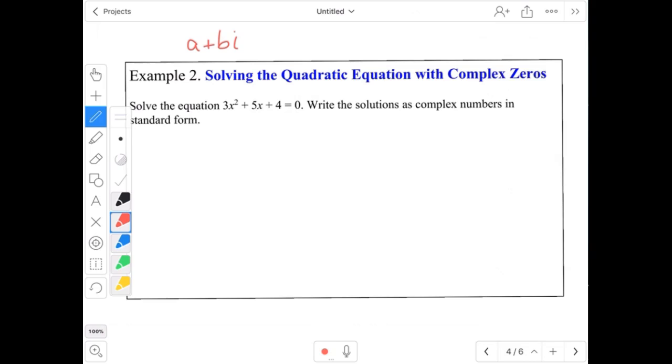So let's get after it. X is equal to negative b, or negative 5, plus or minus the square root of b squared, so 25, minus 4ac. That'd be 4 times 3 is 12, times 4 is 48, all over 2a, so all over 6.